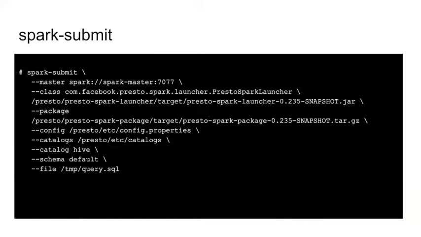So as I said, to run Presto on Spark, we need no existing Spark cluster. Everything can be run by a simple Spark submit command that takes Presto on Spark packages as arguments. The other arguments are basically the config, the catalogs configuration, and of course the SQL query file.